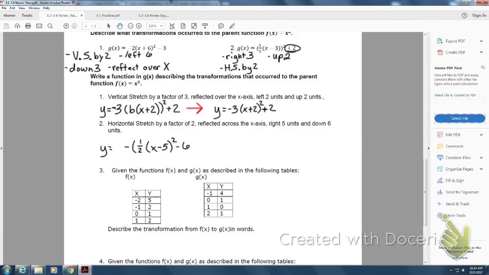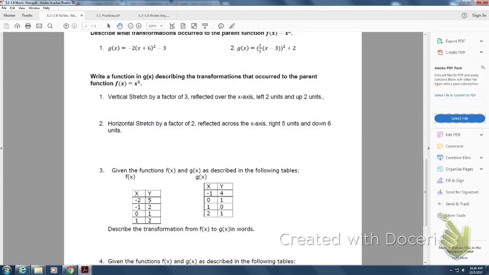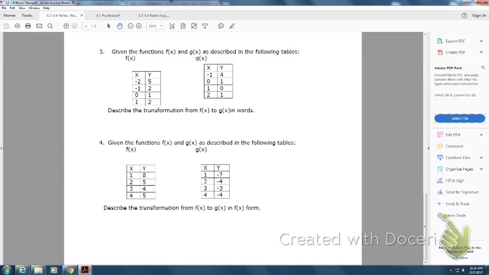Questions on that? All right, let's go to 3 and 4. So looking at tables and finding the transformations. On 3, we're going to put those transformations into words. On 4, we're going to write it in what's called f of x form. Okay, so first let's look at 3.